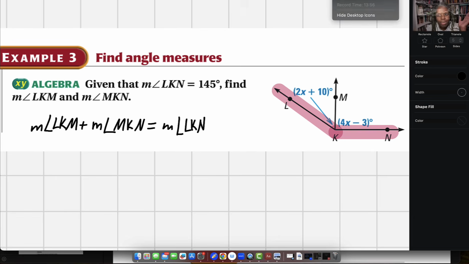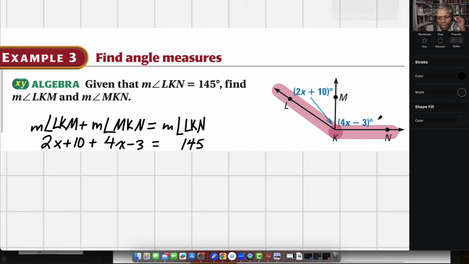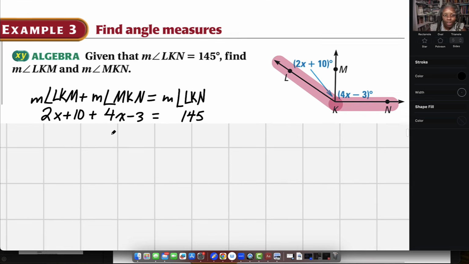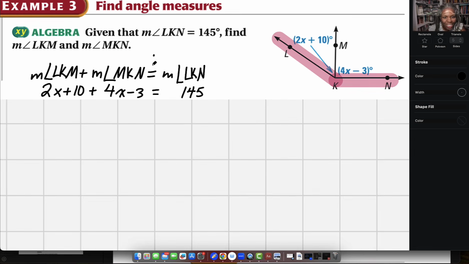Next, we're just going to substitute in values. Because we were given these measures, I was able to just substitute it right into the angle addition postulate, and now I'm going to solve this equation. You know how we do. The first thing we want to do is draw a line down the center. This line will represent our equal sign for the duration of the problem.